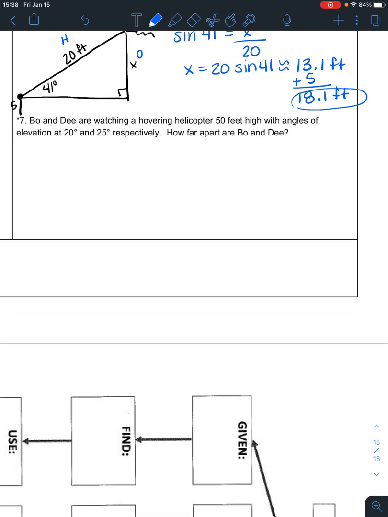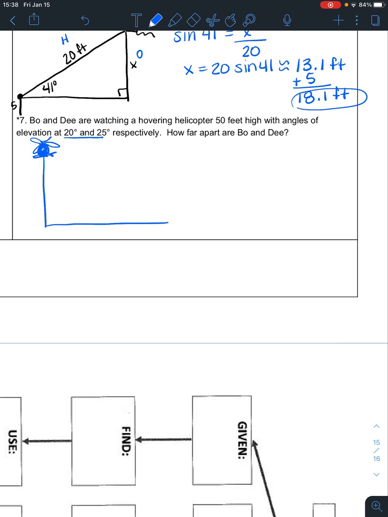All right, so last one. This one is a kind of a bonus question, so think about what this would look like. We've got a helicopter up here flying around. We've got Bo and D, and they're watching the helicopter. Notice that their angles of elevation are 20 and 25 degrees, which means they're not standing in the same place.